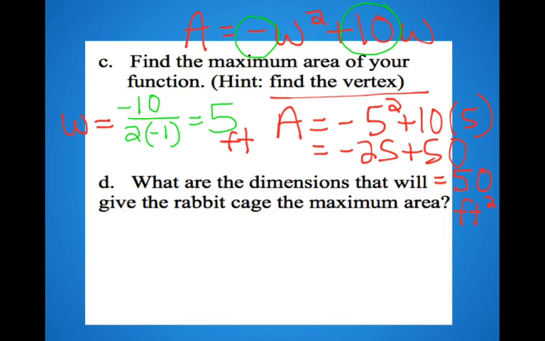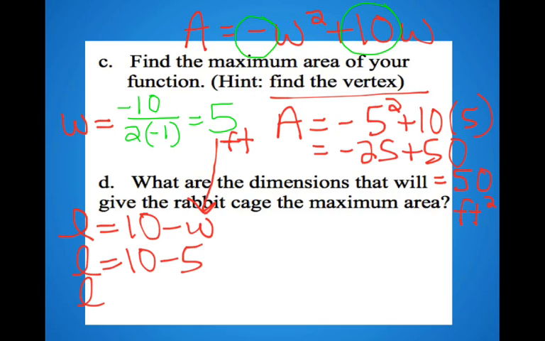What are the dimensions? So the dimensions will be 5 is the width, and then we have to go back and look at what our expression was for the length. So we said the length was, I think it was 10 minus w. So we can just plug the 5 in right there, and the length is 10 minus 5, which is 5 as well. So the dimensions that will give the maximum area are 5 by 5, and that's feet, 5 feet by 5 feet. So let me write that again. So 5 feet by 5 feet.